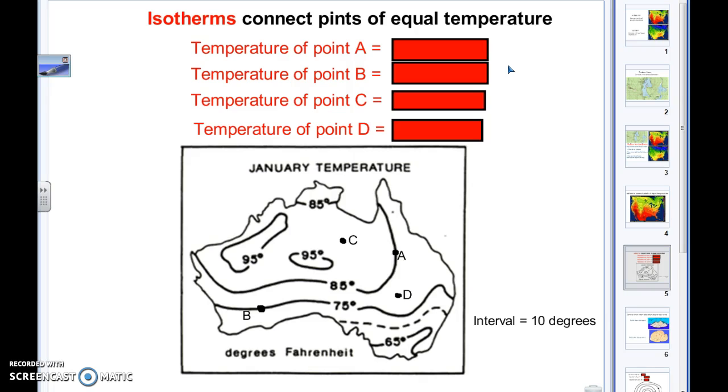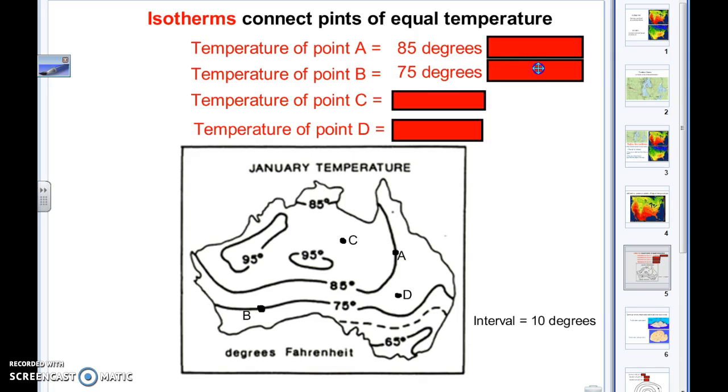What do you think the temperature for the location A is? Location A, you should get 85 degrees because location A is located on the 85 degree isotherm. Location B, which is over here, is located on the 75 degree isotherm. So location B is 75 degrees.